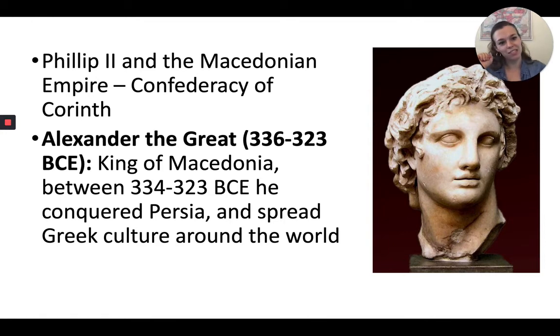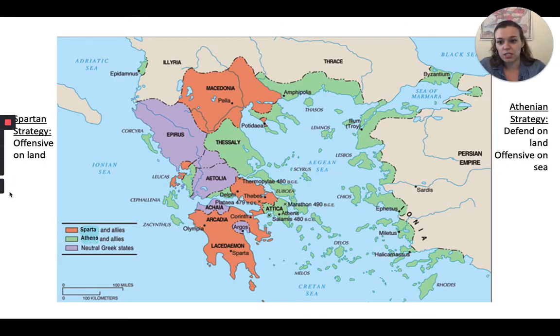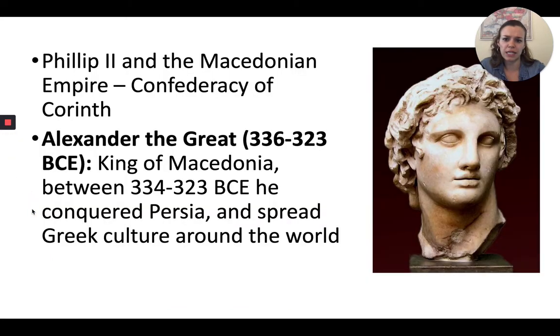Enter Alexander the Great. Actually, enter his dad, Philip II. Philip II is going to be from Macedonia, so all right, Macedonia up here in the north. So Macedonia is going to be strong in terms of warriors. It's a very mountainous area.